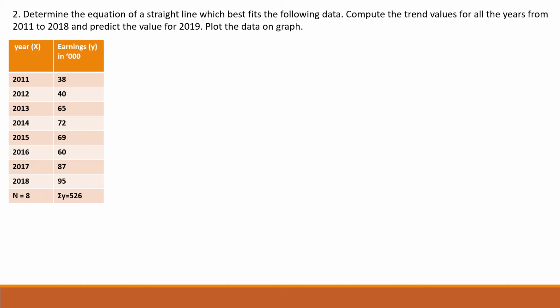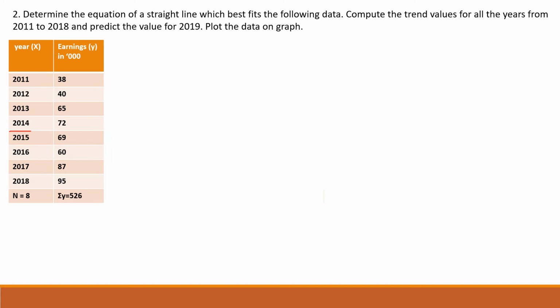Next we have to take the origin year. The origin year is usually taken as the middle year. Here the middle years are 2014 and 2015. To make summation x equal to 0, we have to consider the middle of the year, or point of origin, as 2014.5. Then only we will get summation x equals 0, or else we will get other values for summation x. Then it has to be solved with simultaneous equations.